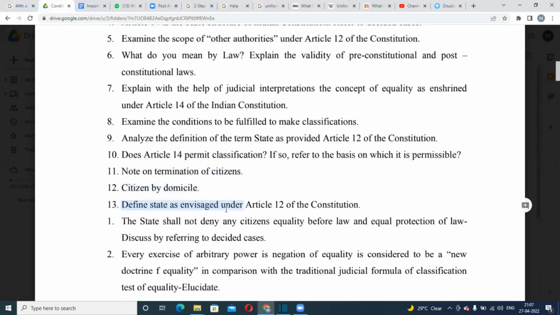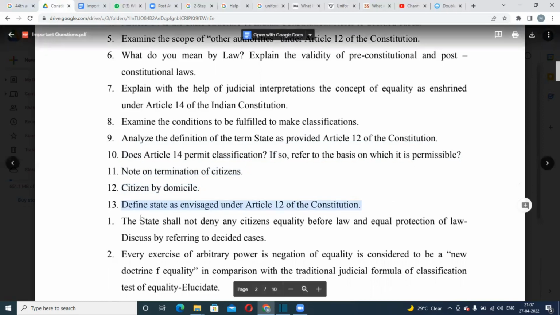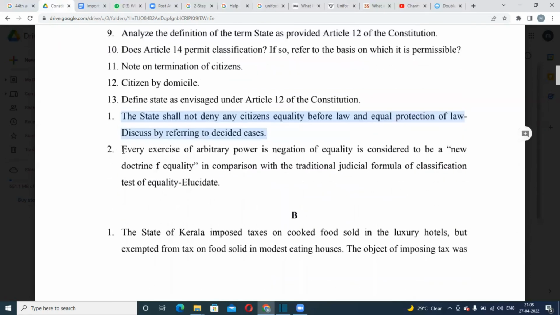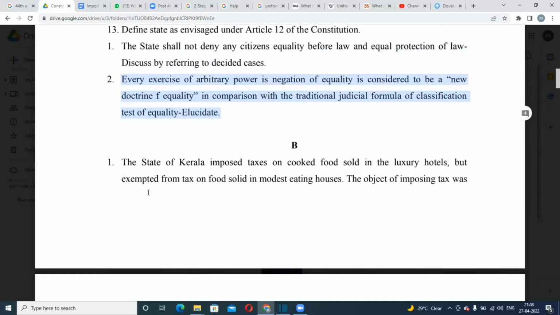Define state as envisaged under Article 12 of Constitution. The state shall not deny any citizen equality before law and equal protection of law. Discuss by referring decided cases. Then we have: every exercise of arbitrary power is negation of equality, which is considered to be a new doctrine of equality. In comparison with traditional judicial formula of classification, test of equality, elucidate.